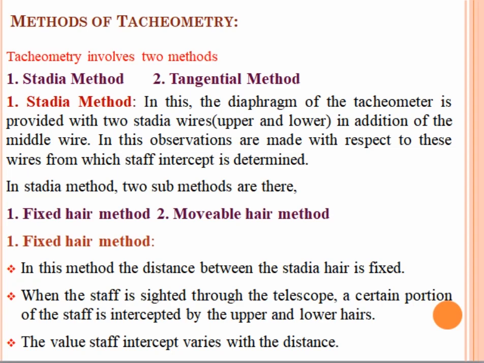The stadia method can be subdivided into the fixed hair method and the movable hair method. In the fixed hair method, the distance between the stadia hairs is fixed. When the staff is sighted through the telescope, a certain portion of the staff is intercepted by the upper and lower hair. The value of the staff intercept varies with the distance.